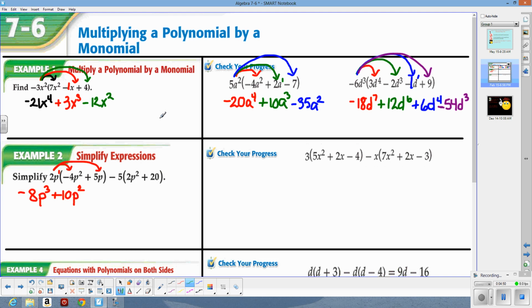Now let's go ahead and do the second part. Remember, this is not just 5 times everything in here, it's negative 5 times everything in the parentheses. So negative 5 times 2p squared. Negative 5 times 2 is negative 10, and then it's going to be p squared since there are no other p's to multiply it by. And then negative 5 times positive 20, and that's going to be a negative 100.